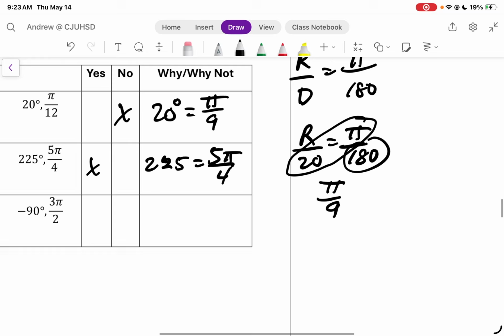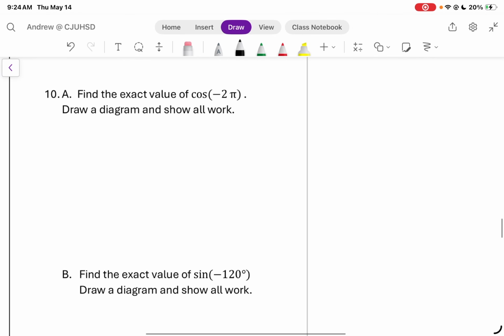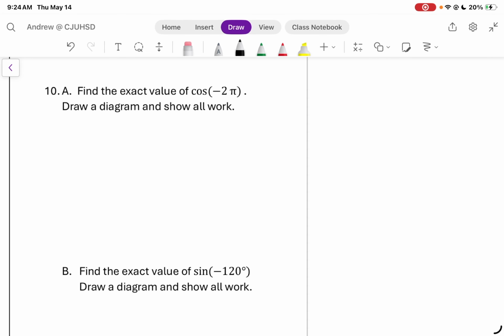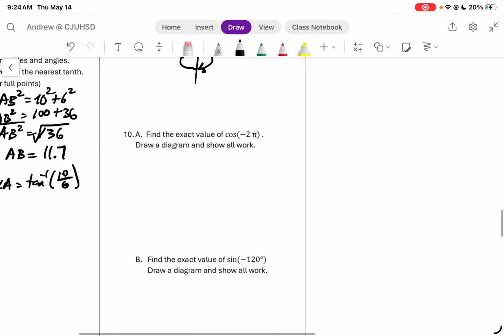And then the last one, if I think of the unit circle, if I go negative 90, that's here. But if I count with pi over 2's, this is pi over 2, this is pi, this is 3 pi over 2. So yes, they are the same by the unit circle. Okay, the bell's going to ring here in about 2 minutes, and I'll have to attach the rest of this later. I got one more page to go.